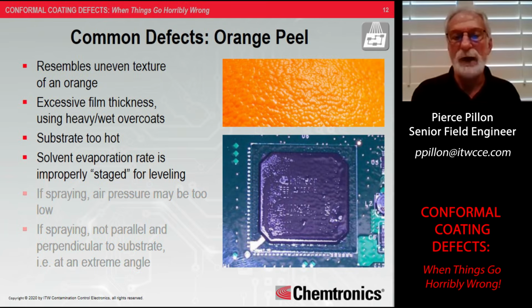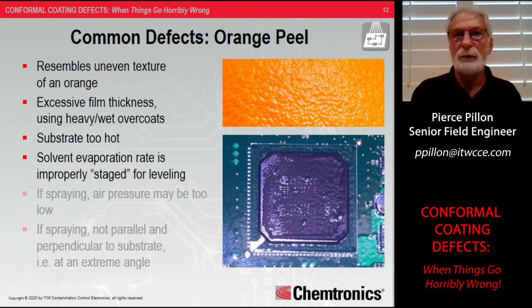If the solvent evaporation rate is improperly staged, it won't level. And by that, what I mean is when a coating manufacturer is developing the coatings, they pick solvents and they pick the amounts of solvents where it allows for a staged evaporation rate.